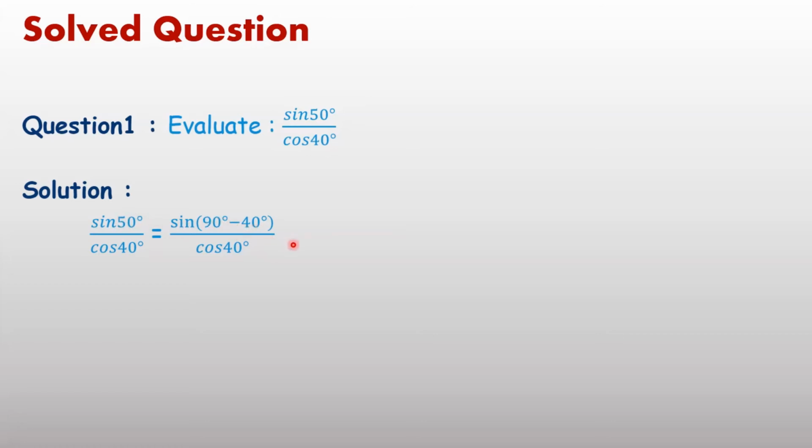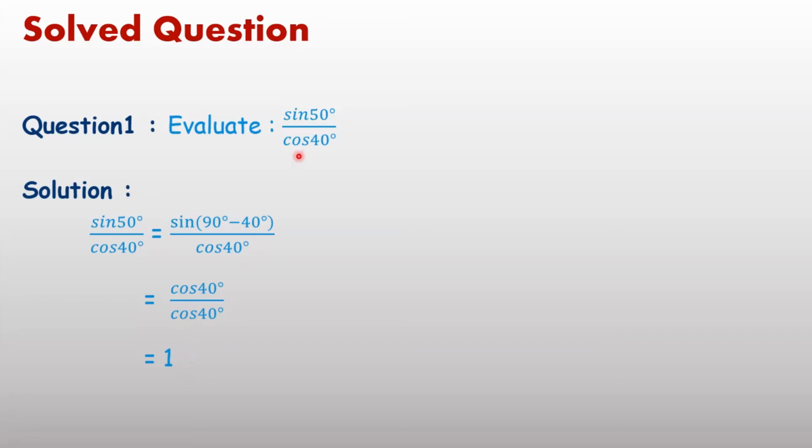Now next step, use the identity. Sin 90 minus theta. In the previous video we have covered sin 90 minus theta equal to cos theta. In place of theta, 40 degree is written. So therefore, sin 90 minus 40 equal to cos 40 degree. Now numerator and denominator, exactly the same thing is written. Therefore, cancel out and equal to 1.